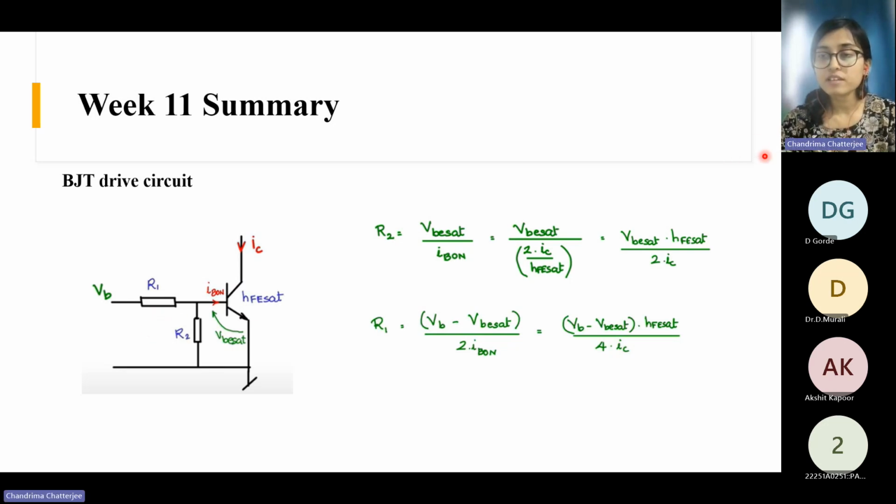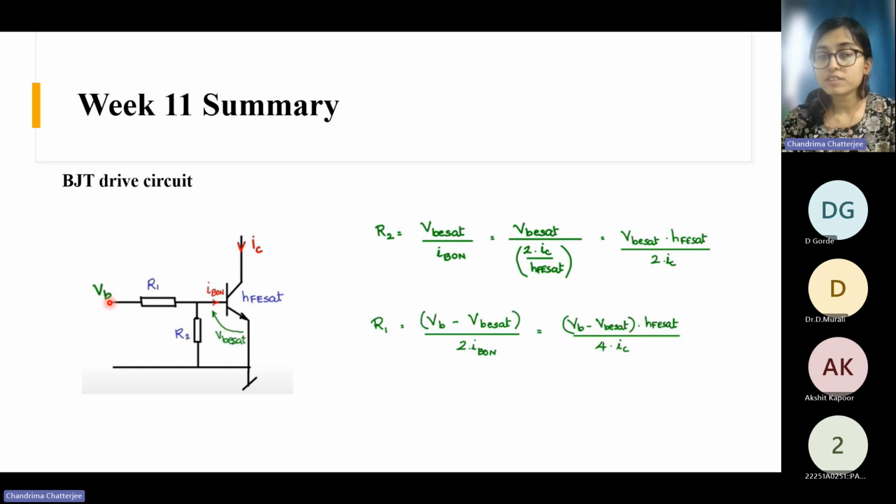You can find these via these equations. So basically your R2 is VBE set divided by IB on. R2 is designed so that it can carry a current equal to IB on. And VBE set is basically this voltage, the base to emitter drop here. And IB on we already saw in the previous slide that we can express it like this. So here you will get the R2 value, and what will be the R1 value?